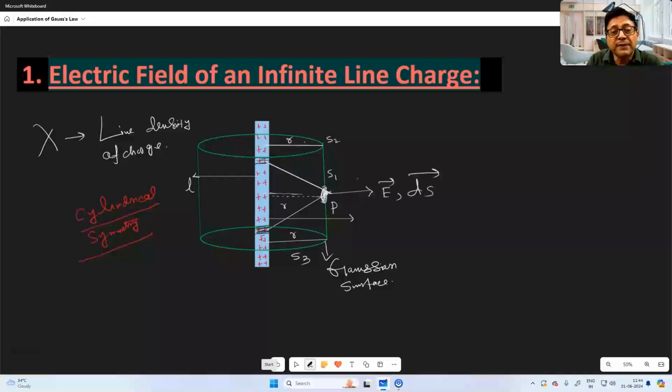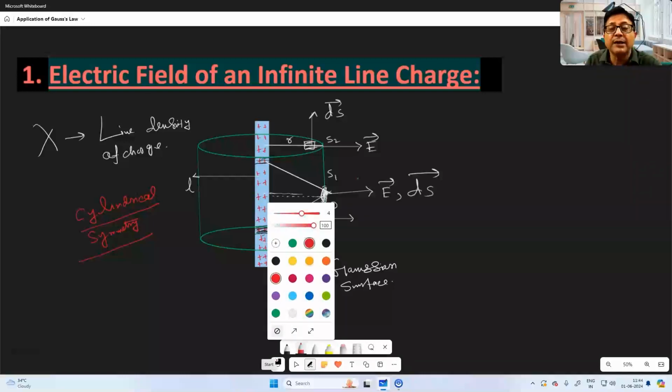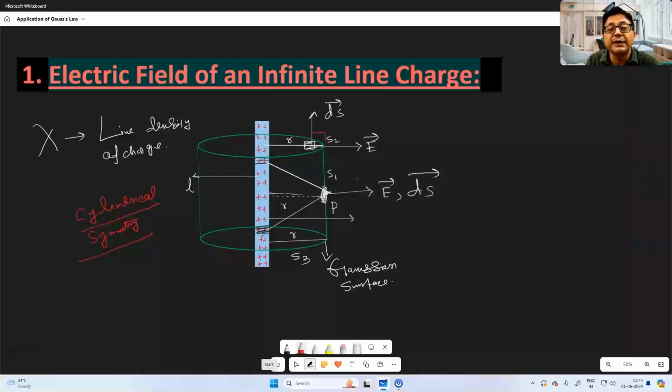So on this surface S2, if you have taken a small area on this surface, then the area vector is directed this way, it is ds2. But electric lines of force are going this manner. So the electric field and area vector are making an angle of 90 degrees. Am I correct?